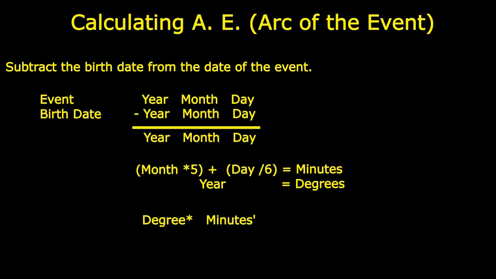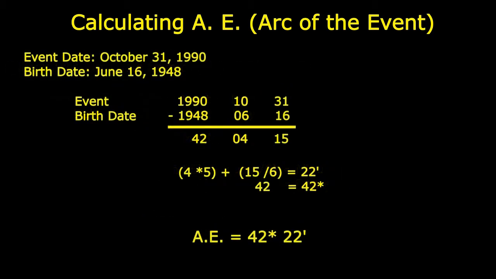So for this person, the date of the event was October 31st, 1990, and of course his birthday was June 16th, 1948. So we're going to subtract all of that, and we get 31, the day, minus 16 equals 15, and then 10 minus 6 equals 4, and then 1990 minus 1948 equals 42.